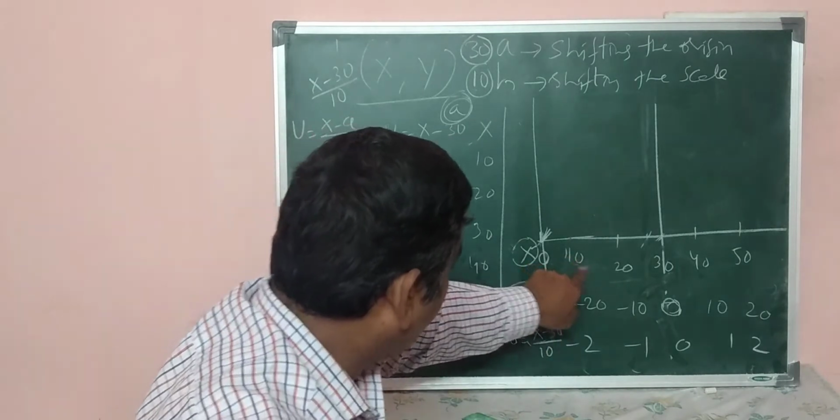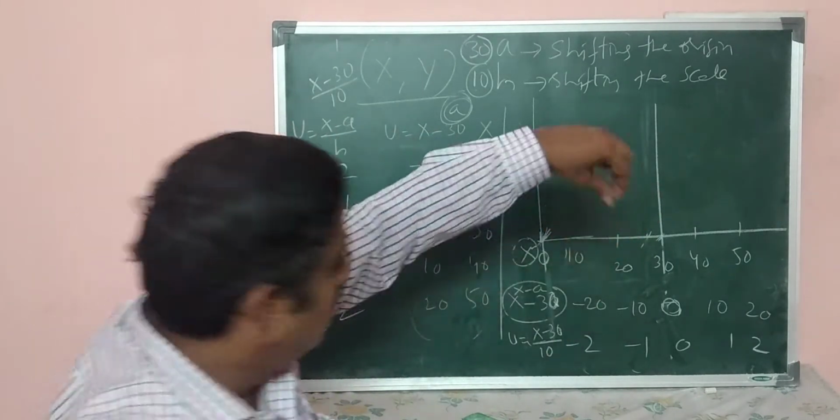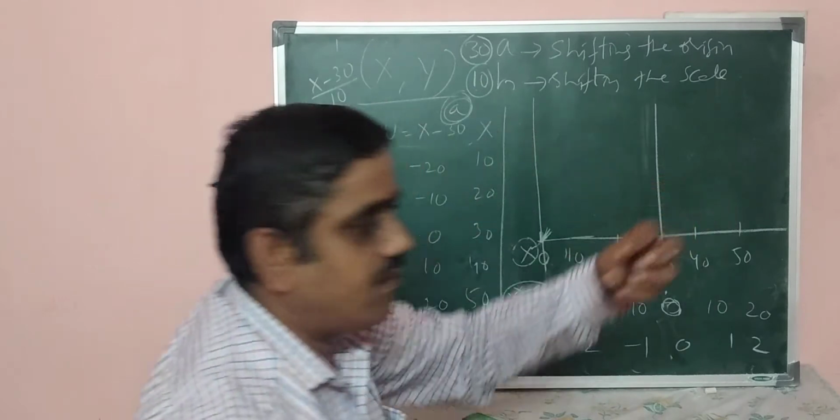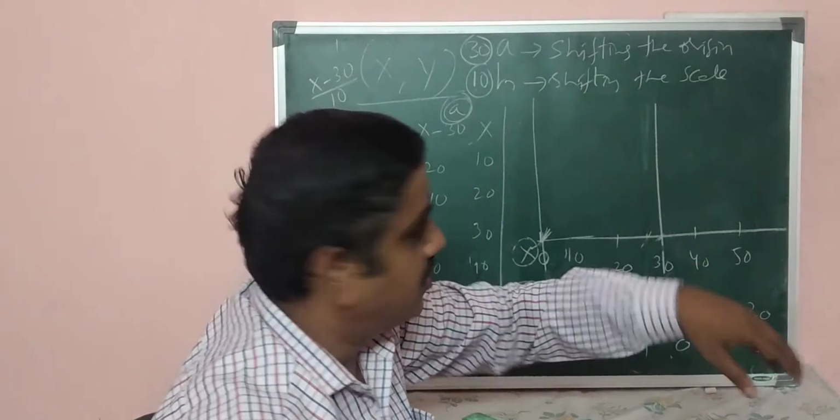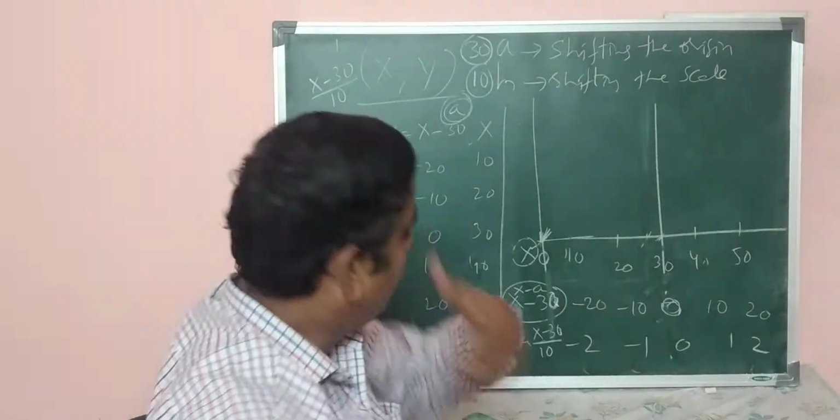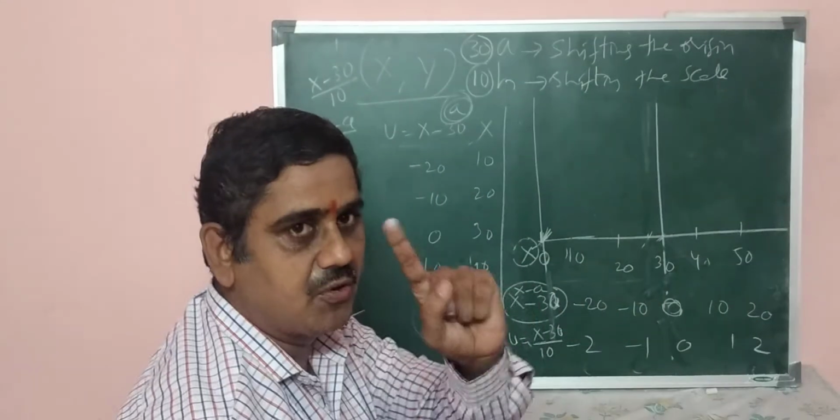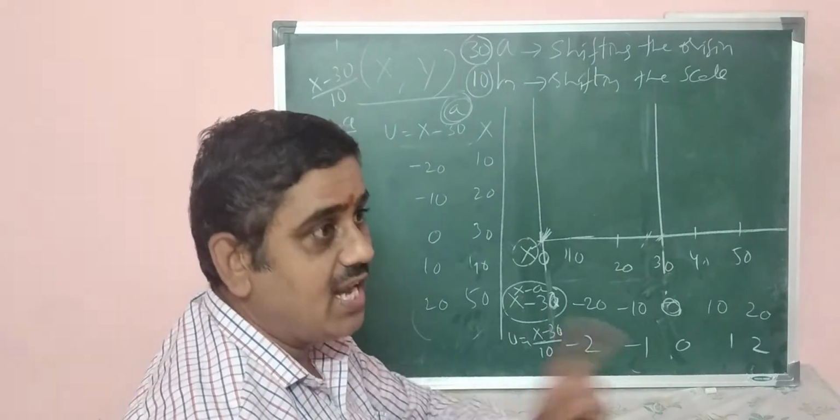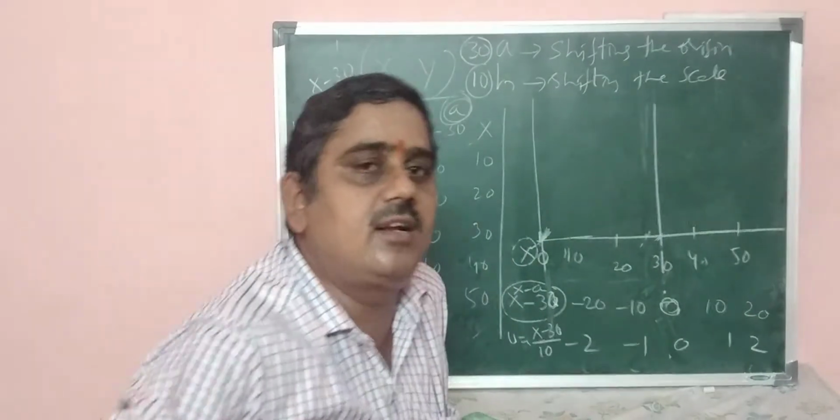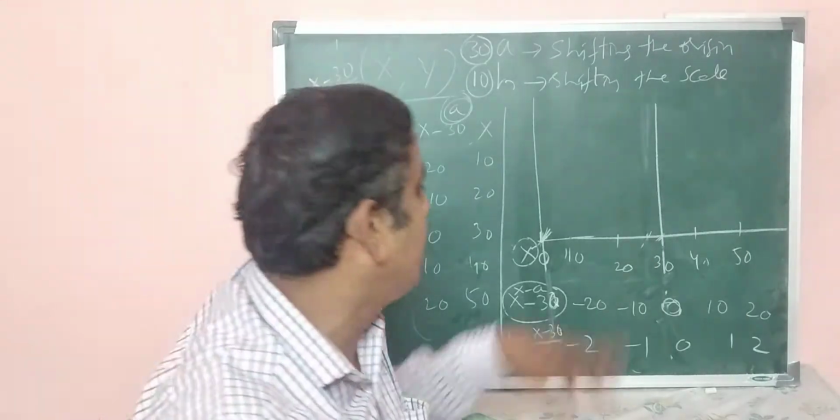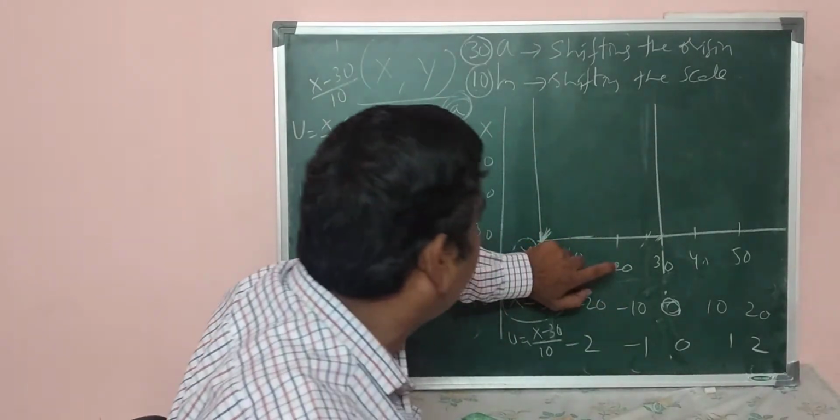Actually, 10 to 20 there are 10 units. Similarly, 20 to 30, 10 units, I'm sorry. 30 to 40 there are 10 units. 40 to 50 there are 10 units. Now you see minus 2 to minus 1, only 1 unit. Now scale is shifted. You remember and you recollect the point that on the scale we are considering here. You explain the scale of this.